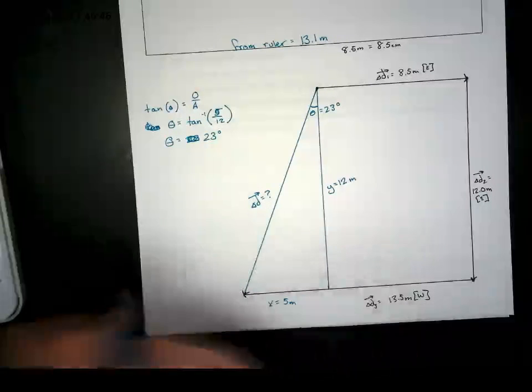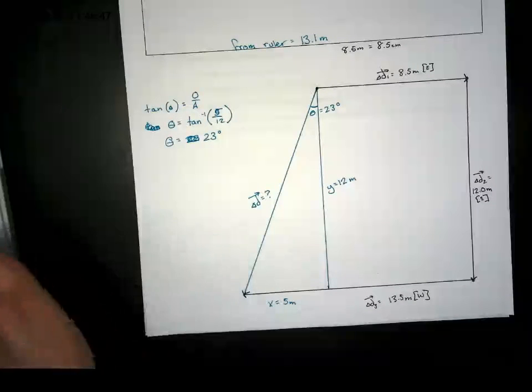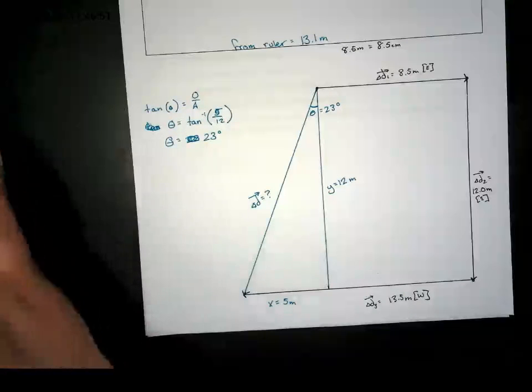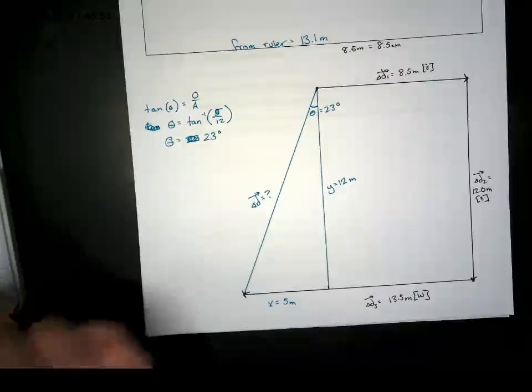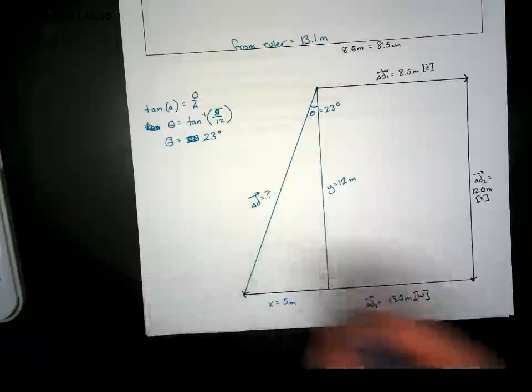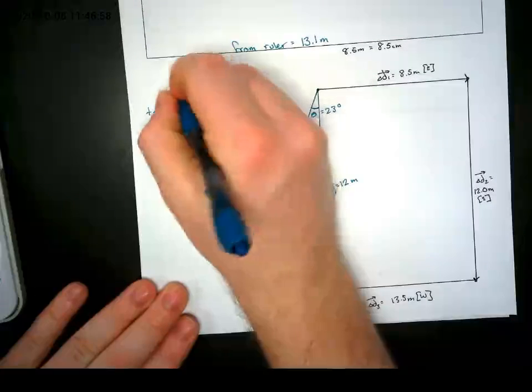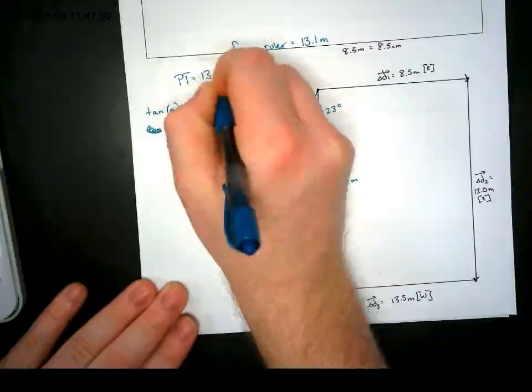So let's use Pythagorean's theorem real quick. 12 squared plus 5 squared is going to give me 169. Then the square root of 169, I get 13. So PT gives me 13 meters.